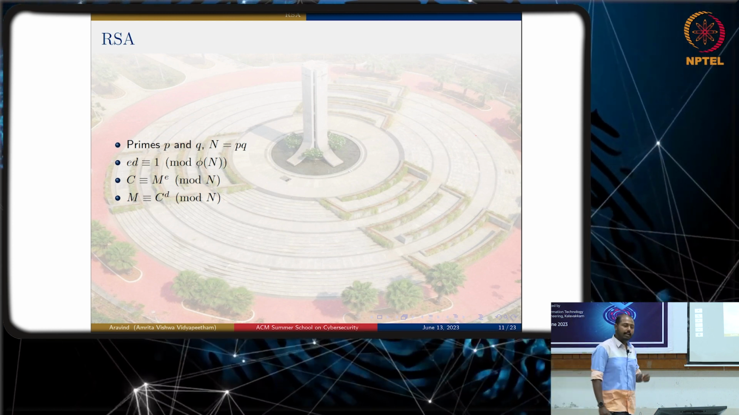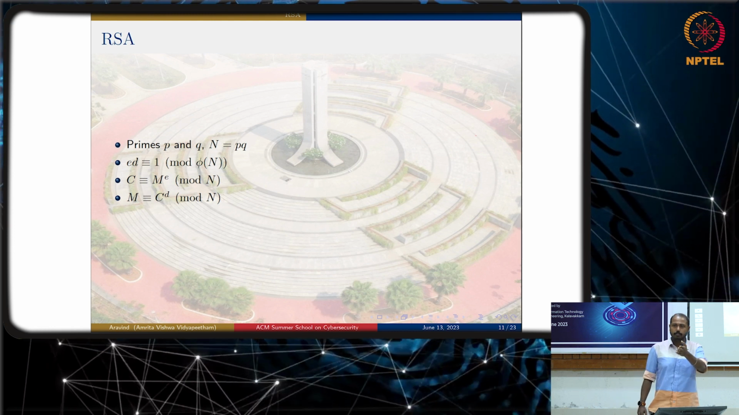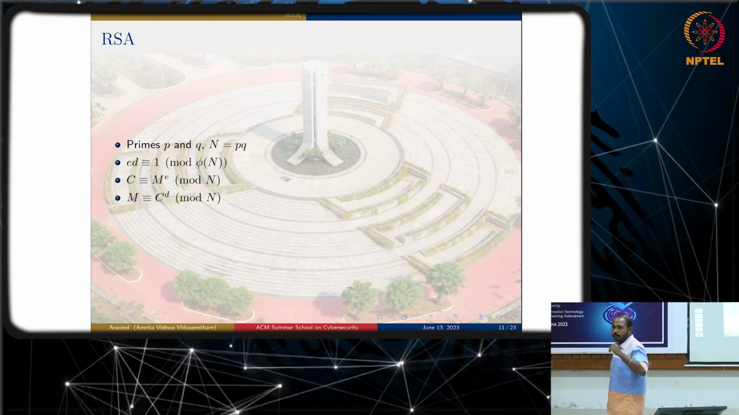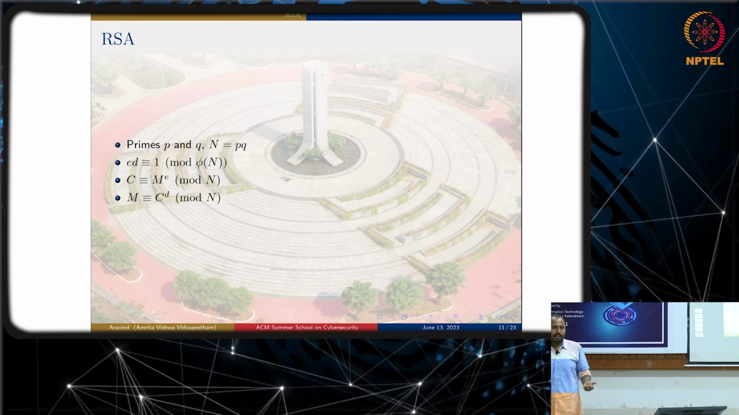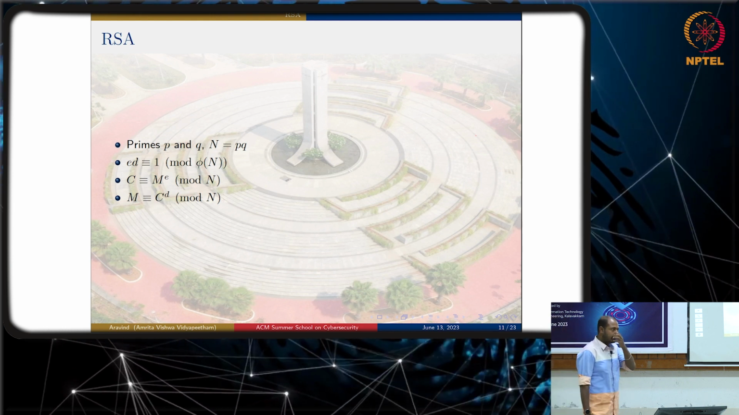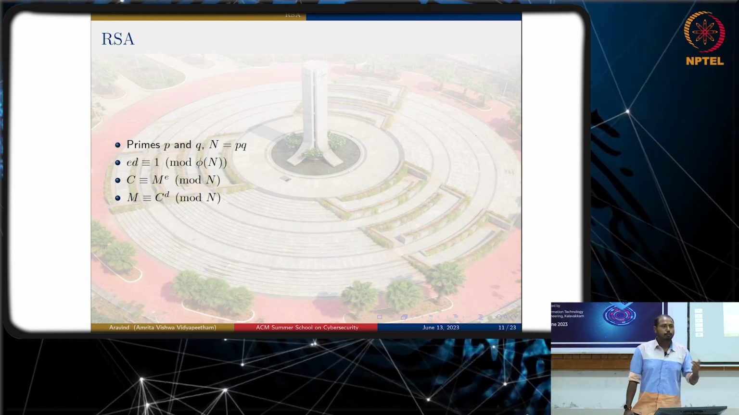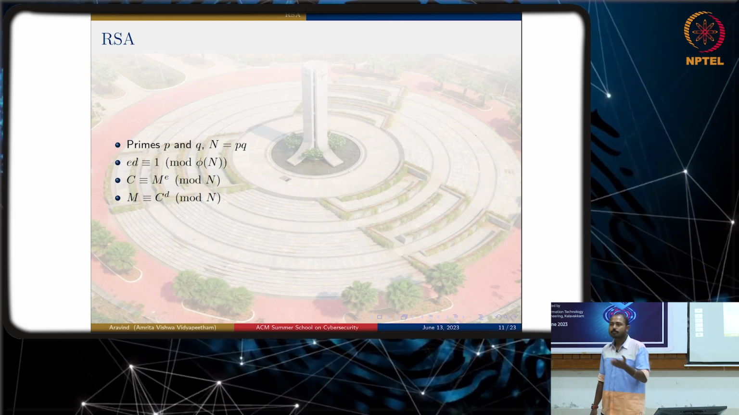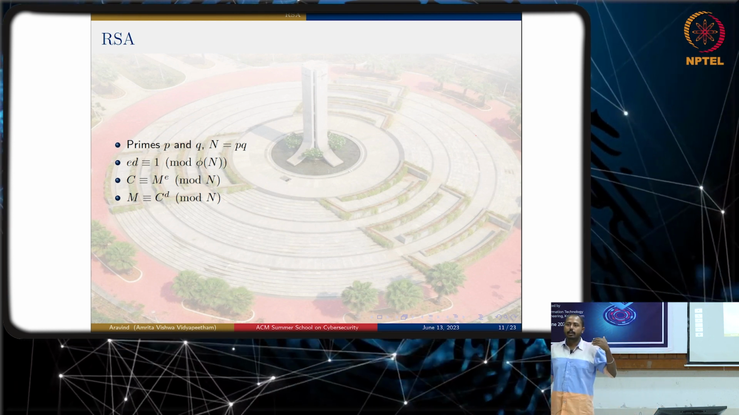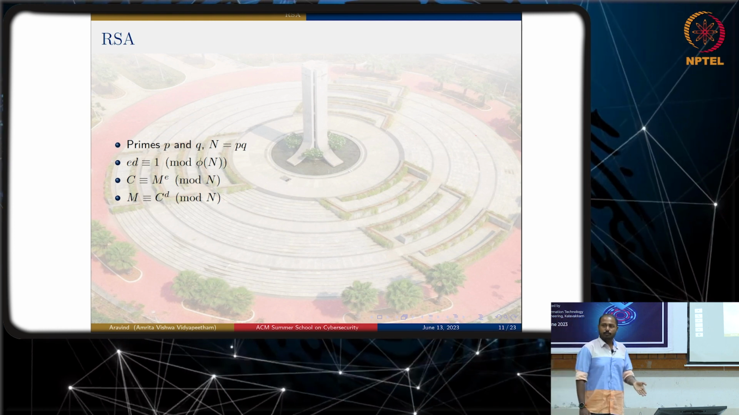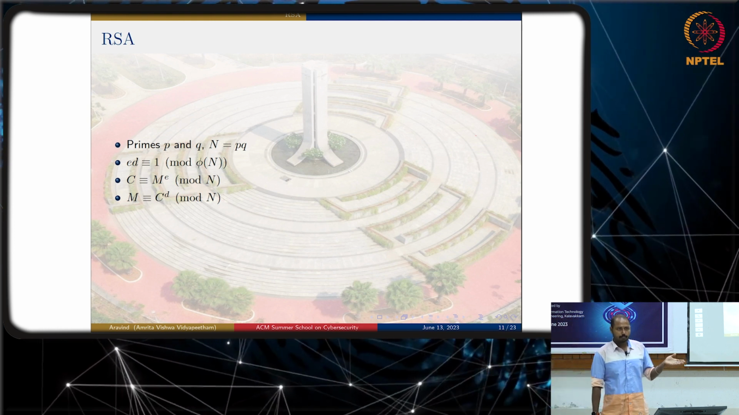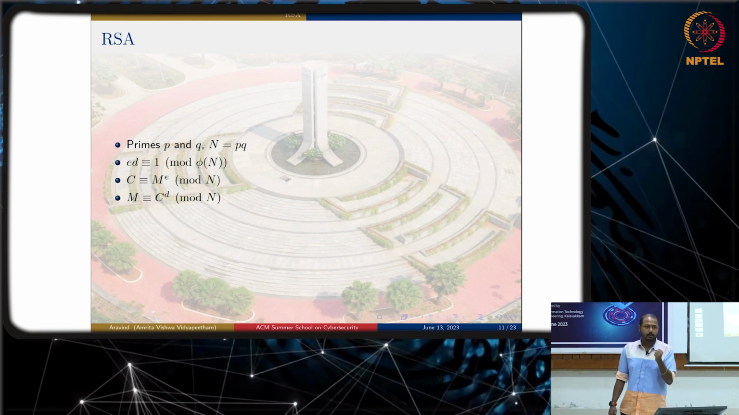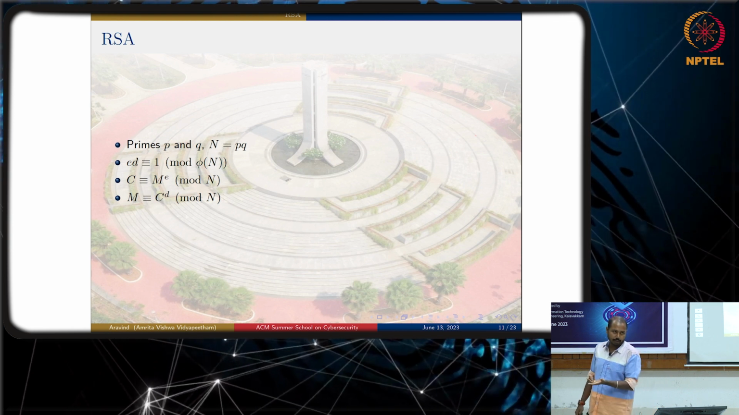As she rightly pointed out, phi of p will be p minus 1, and this is a linear function. So phi of pq will be phi of p into phi of q. So phi of n, which is phi of pq, will be phi of p into phi of q, which is p minus 1 times q minus 1.